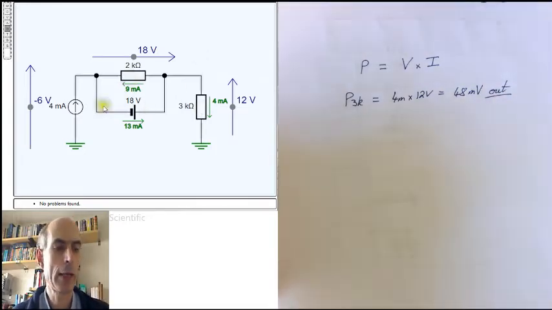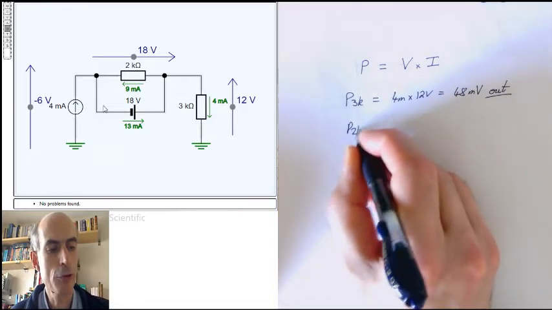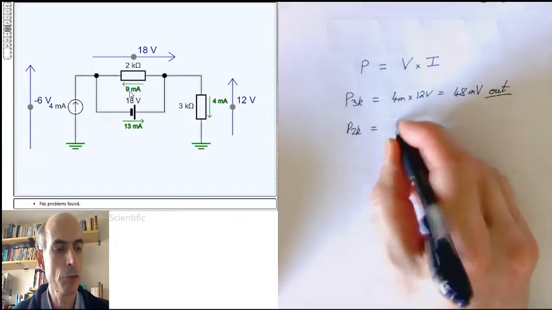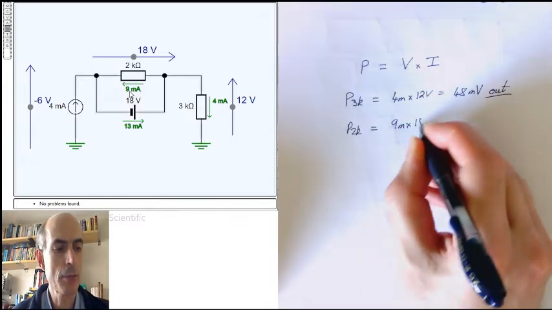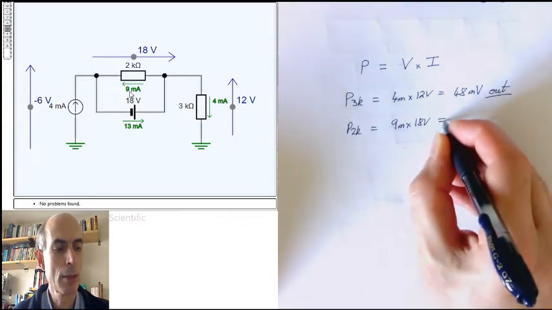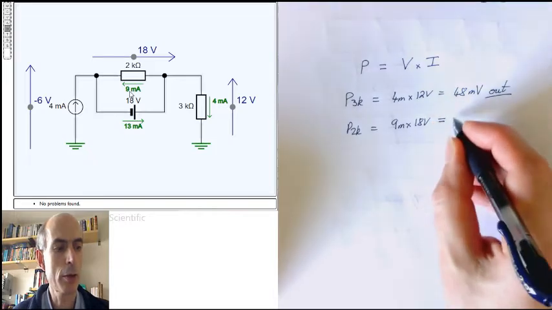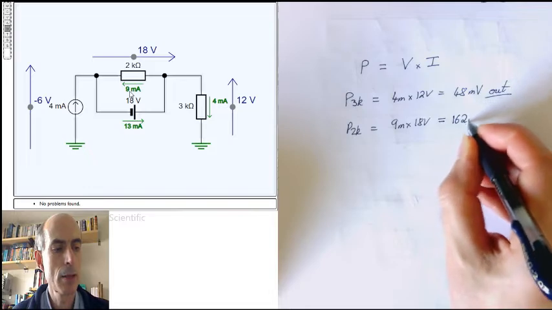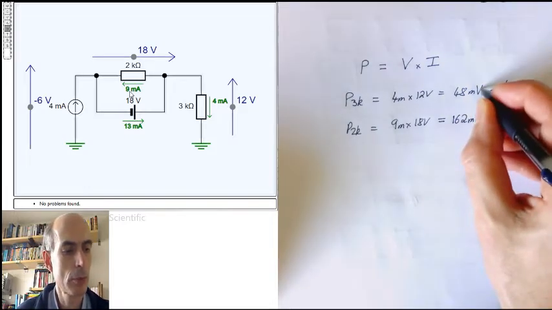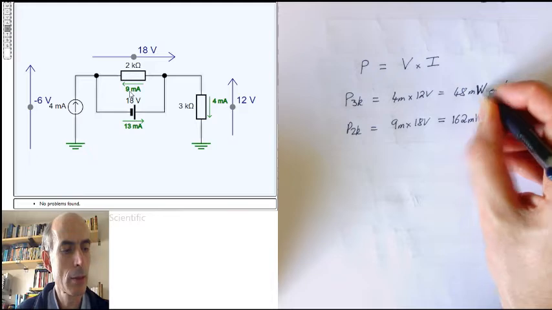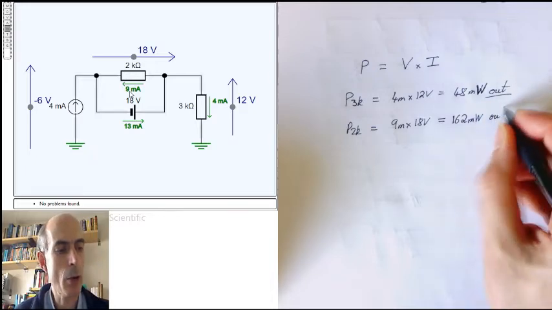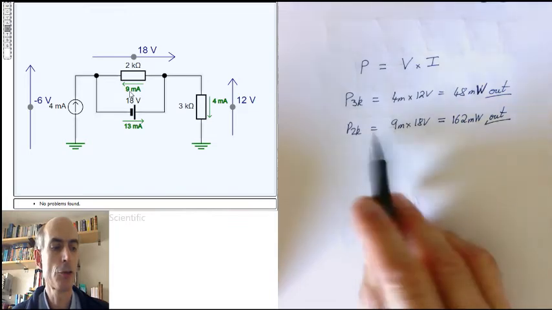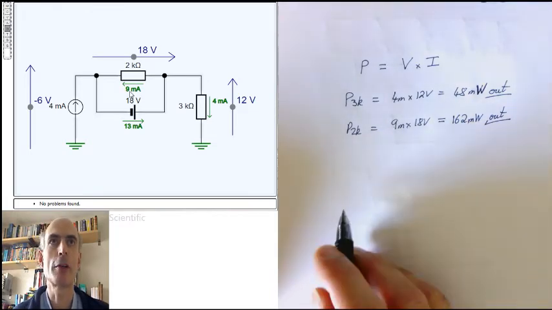Similarly, for the 2K resistor, the power associated with that is the current through it, 9 milliamps, times the voltage across it, 18 volts. That would be a total of 162 milliwatts. Oops, that should have been a watts. And again, that is a power leaving the circuit. Resistors always take power out of the circuit.